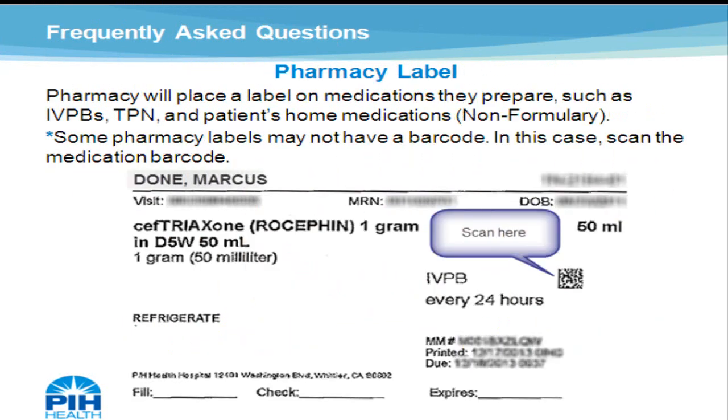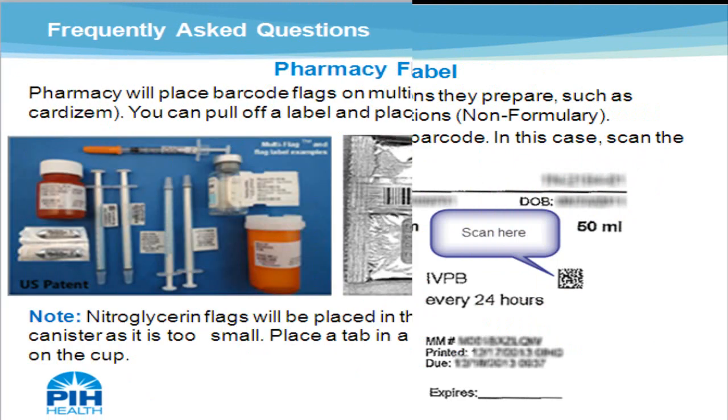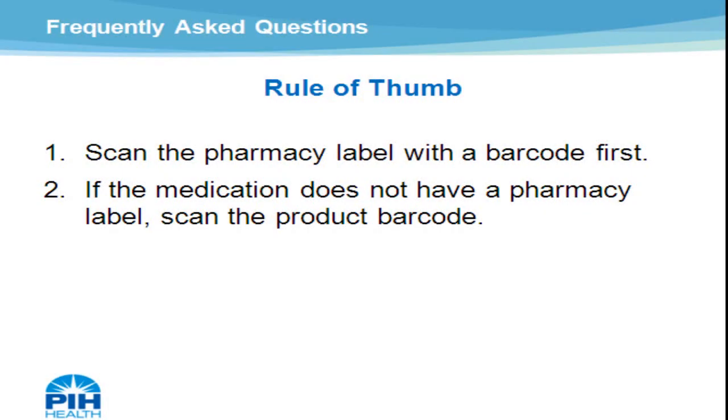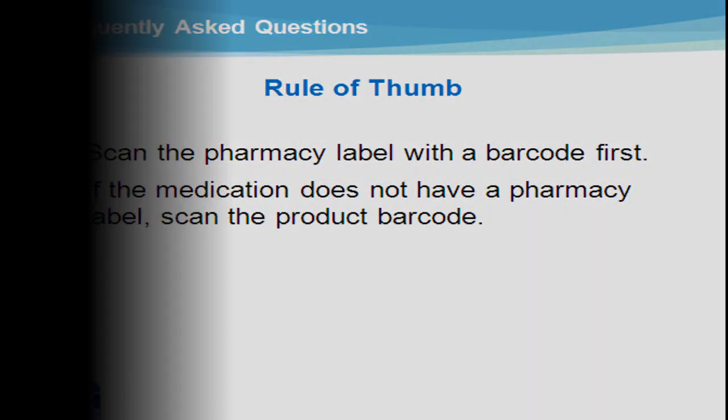Here's an example of a pharmacy label. There will be a 2D barcode on it. It's very tiny, but our scanners do pick it up pretty quickly. And here are some examples of pharmacy flags. These are the little labels you'll place on the actual medication that you draw up and take into the room. The nitro flags will be in the actual bin, and you'll place it on the medicine cup. Rule of thumb is to scan the pharmacy label with a barcode first. If the medication does not have a pharmacy label, please scan the product barcode.